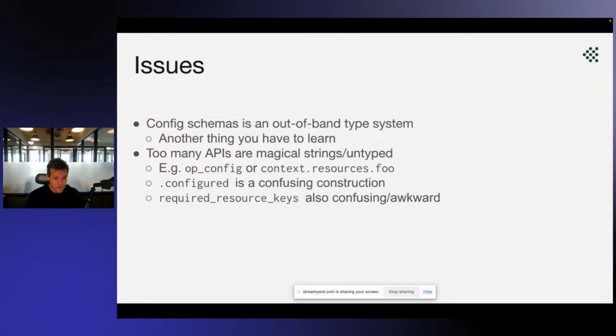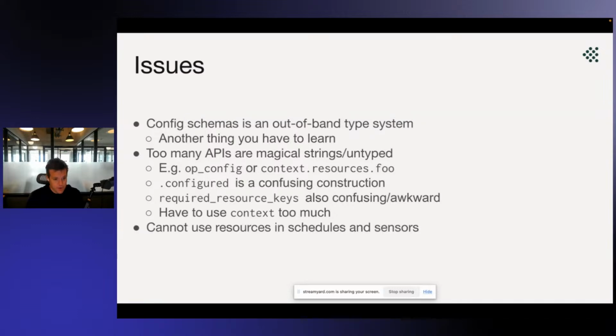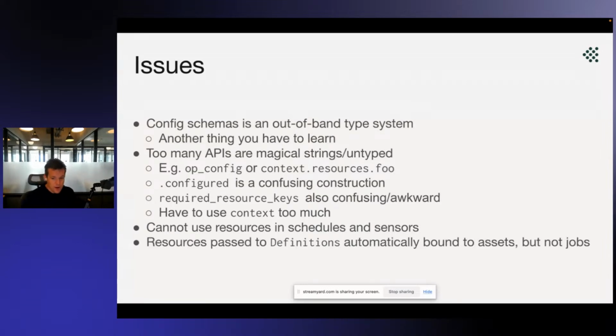Also required resource keys for those who are familiar. And in general, we have to use the context object too much for common use cases. Other issues here have been kind of warts or holes in our system: you can't use resources in schedules and sensors. And we rolled out definitions earlier to replace repository, and it was really convenient to automatically bind resources to assets, but we didn't do that for jobs and it really felt like a hole in the APIs.